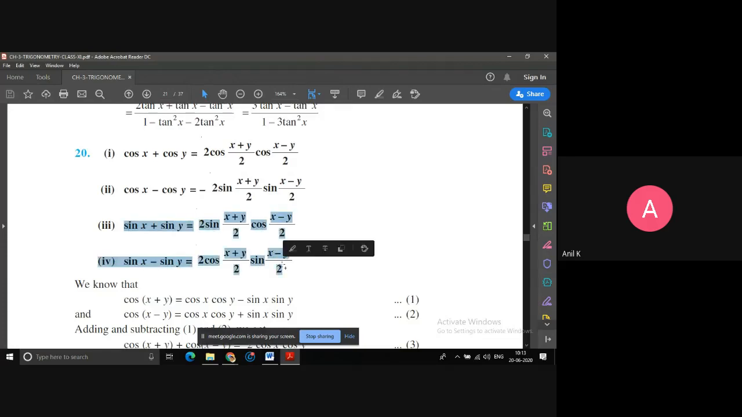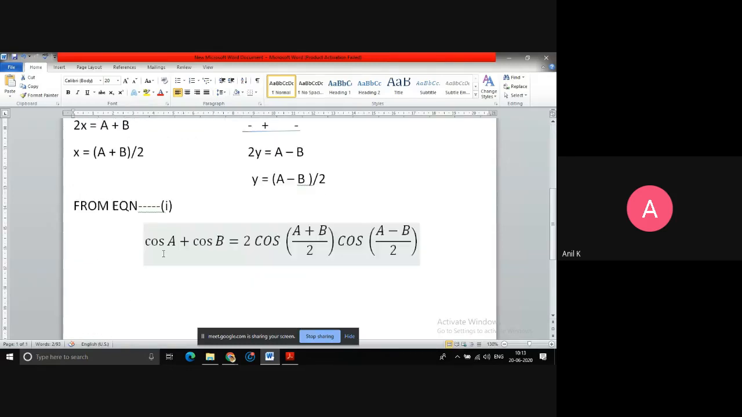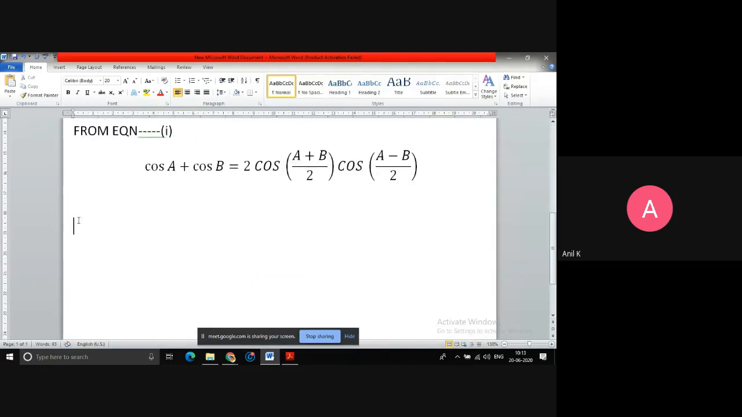Now when I come to sin (x plus y) or sin (x minus y) formulas, when I want to derive these formulas, what you have to do here is, instead of cos (x plus y), cos (x minus y), you need to write the sin (x plus y) formula. Any idea? Anyone remember? Sin x cos y plus cos x sin y. This was the formula of sin (x plus y).